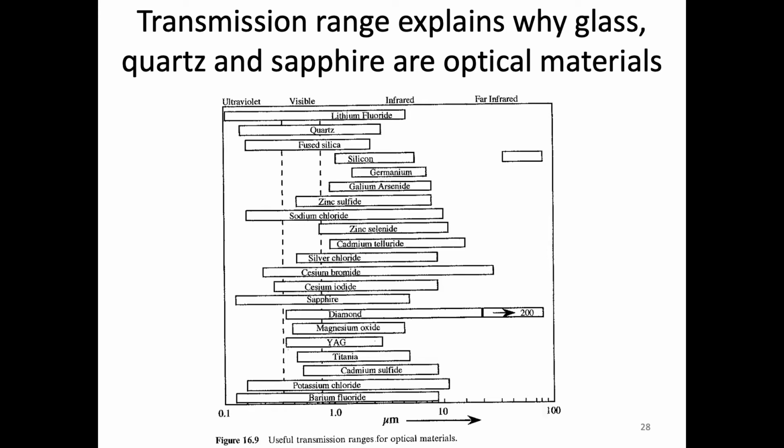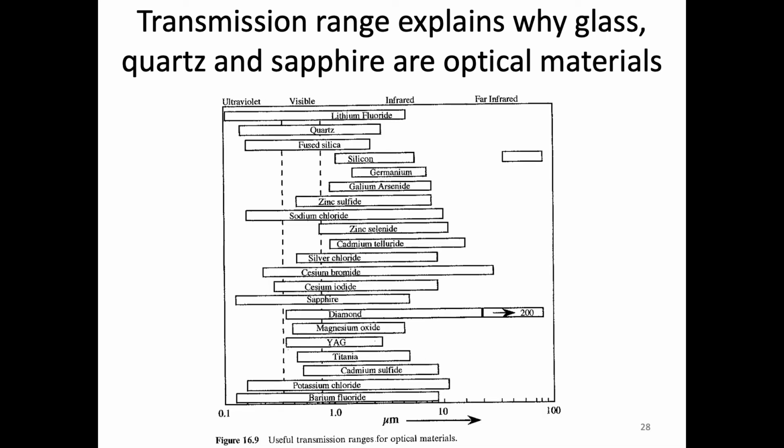But also there's other materials, right? So in the UV spectrum, there's only a limited number that are transparent, like lithium fluoride, again quartz, sodium chloride, sapphire, some of these chlorides and fluorides down here. And then there's obviously a lot that are transparent in the infrared or far infrared range. And so this gives you that information.